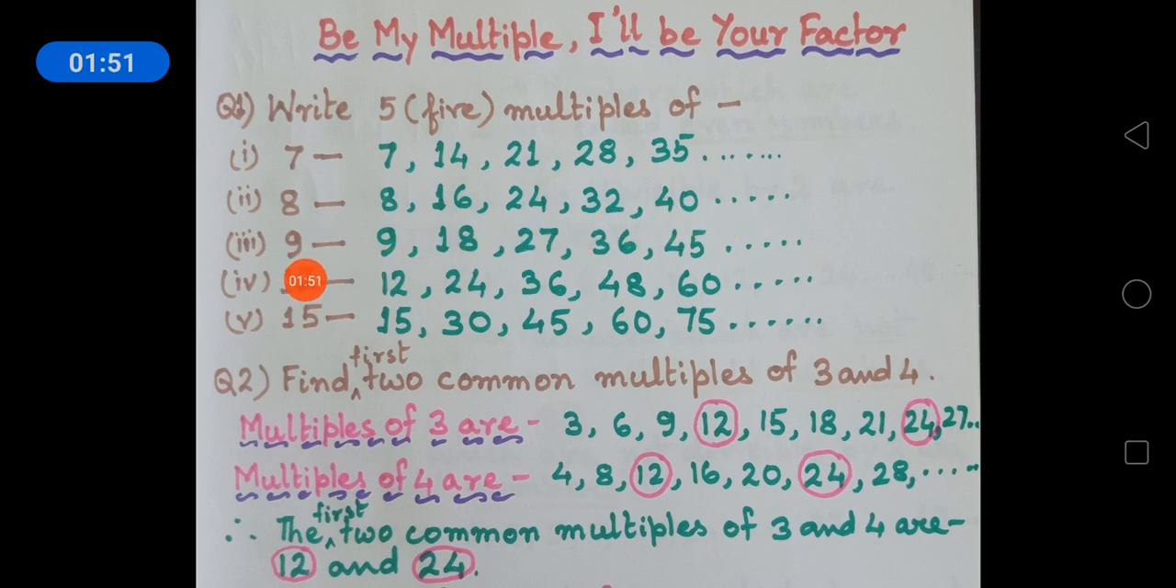Like 9, it will be 9, 18, 27, 36, 45. For 12, it will be 12, 24, 36, 48, 60. For 15, it will be 15, 30, 45, 60, 75. Now the next question, find first two common multiples of 3 and 4.